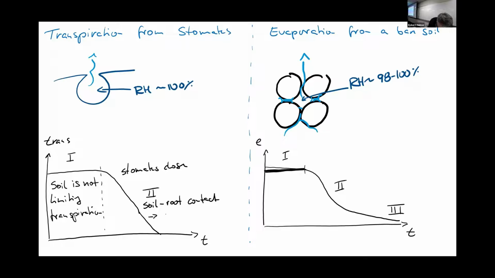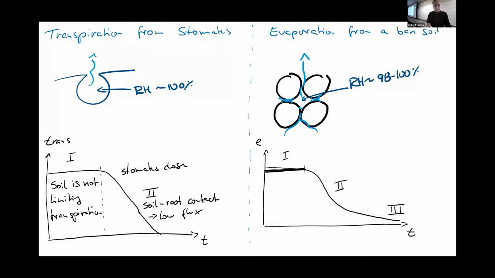Low fluxes. Okay. And I said there isn't really a stage 3, because if that just keeps going on, then we get to permanent wilting. There's no stage 3 in this one. You just drive down the transpiration, and eventually the plant will no longer be able to do it. Okay. So not all that dissimilar between these two.